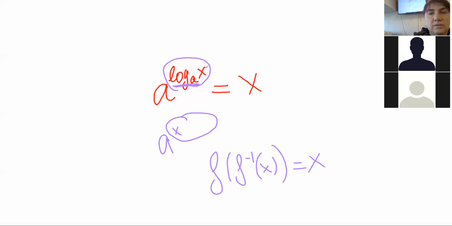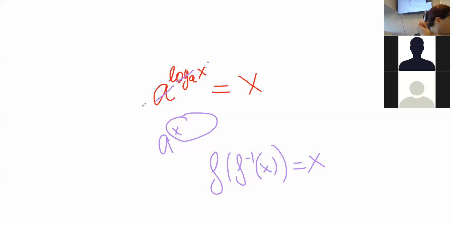Or you can think of it as the logarithm and the exponent just cancel, and we have the x. These are the two cases where only x is left.